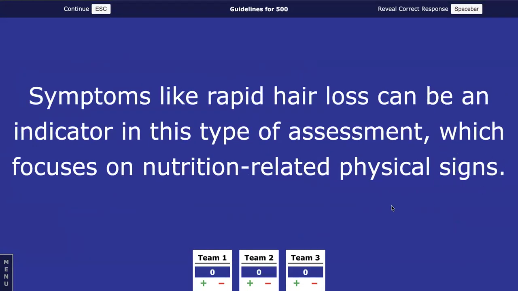Okay, this one is symptoms like rapid hair loss can be an indicator in this type of assessment, which focuses on nutrition related physical signs. What is this assessment called? This isn't the physical assessment.